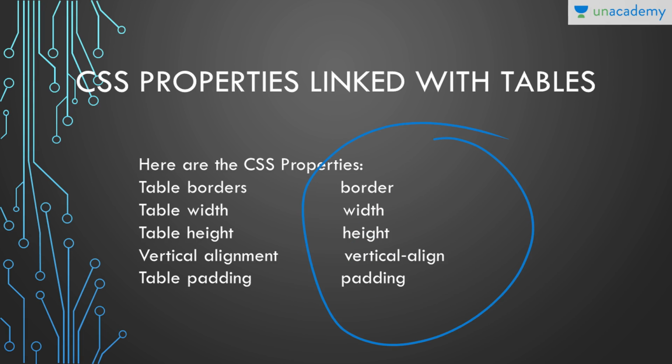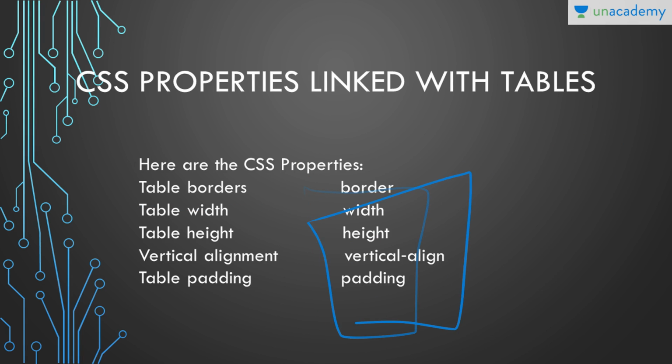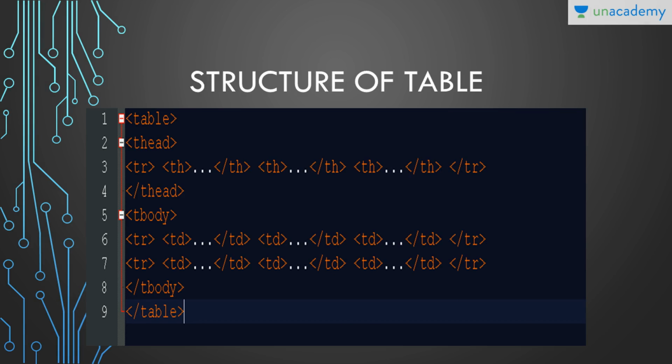Okay, we can also provide a box using the border in our table. So we can simply make a table like this, as you can see. We can do all types of things. So let us see the basic structure of a table, right?